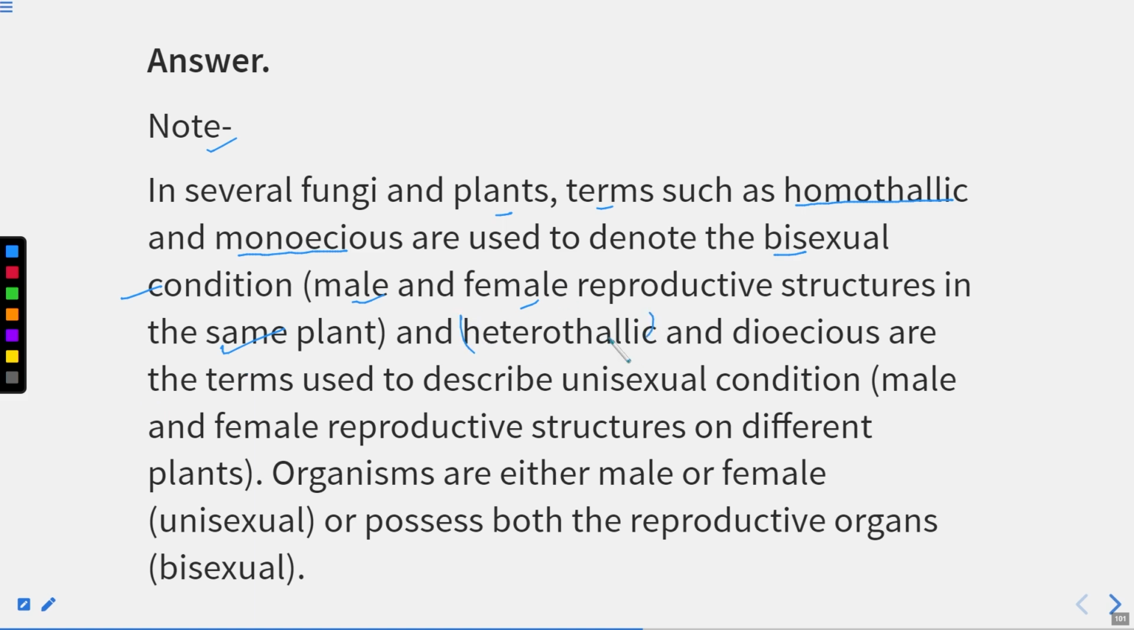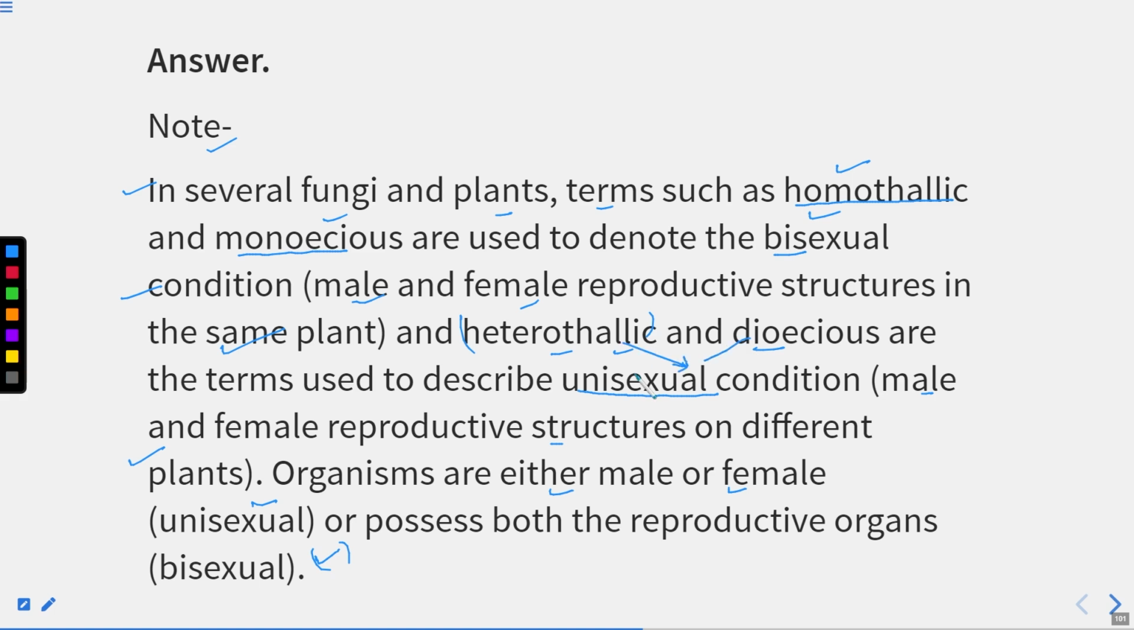Whereas heterothallic, hetero means different, thallic means thallus. Heterothallic and dioecious are the terms used to describe the unisexual condition, meaning the male and the female reproductive structures are present on different plants. Organisms can be unisexual or bisexual. So you have to remember these terms. Homothallic, monoecious, or bisexual are related to the bisexual condition, and heterothallic and dioecious are related to the unisexual condition.